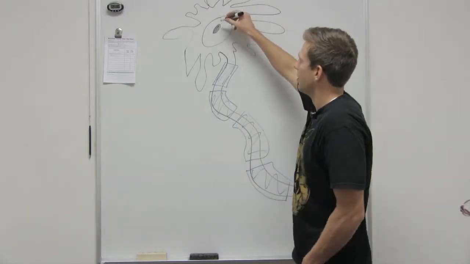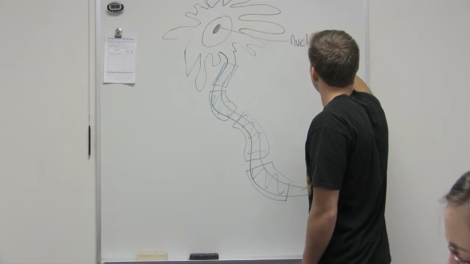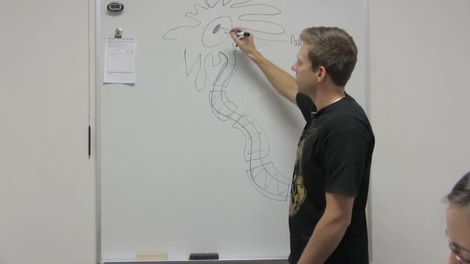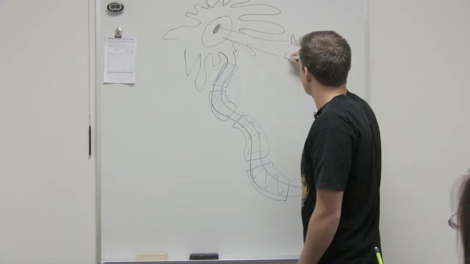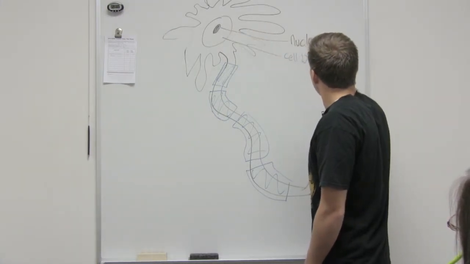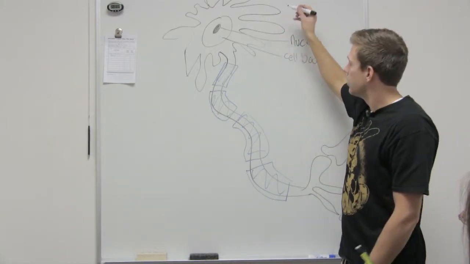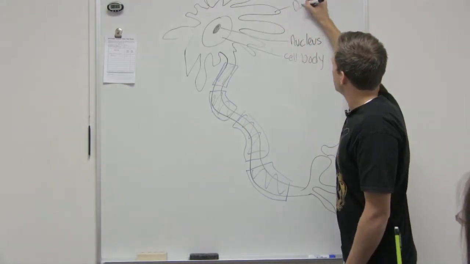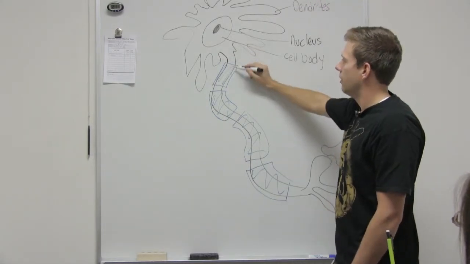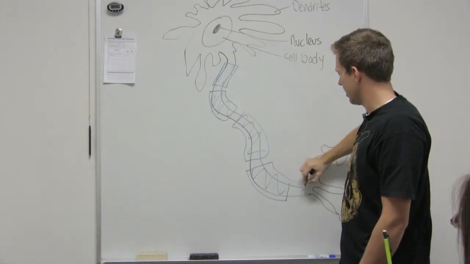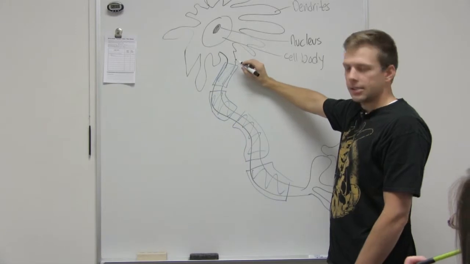So what's the center one? The nucleus. Right, so this is the nucleus. And then what's surrounding the nucleus? The cell body. Right, this is the cell body. And then what's surrounding the cell body? The dendrites. These are the dendrites. And then what's coming off right here, this long, skinny thing? The myelin sheath?